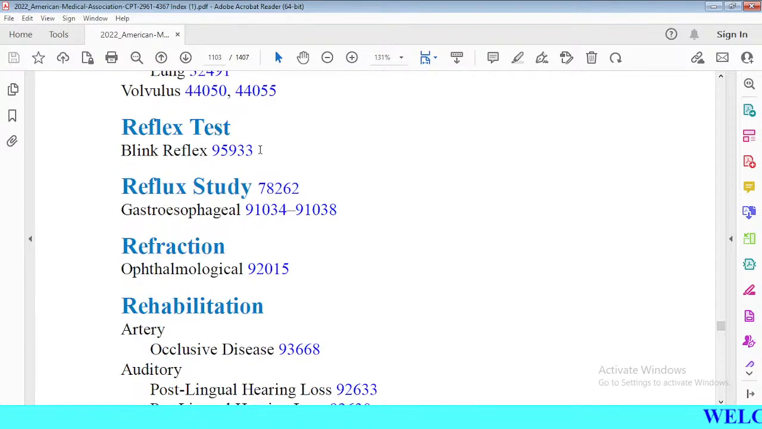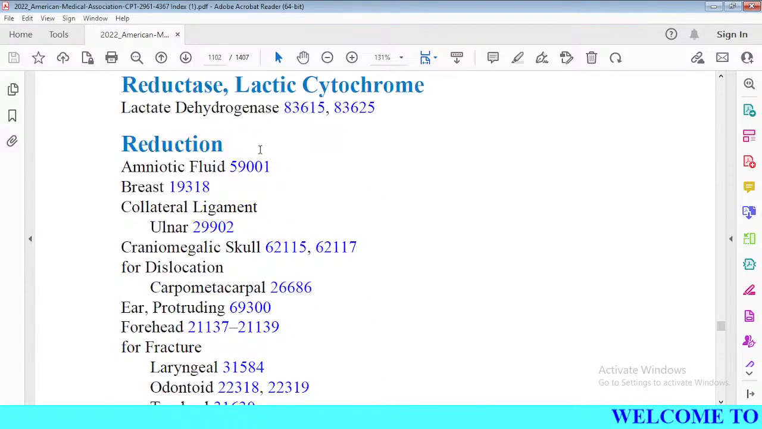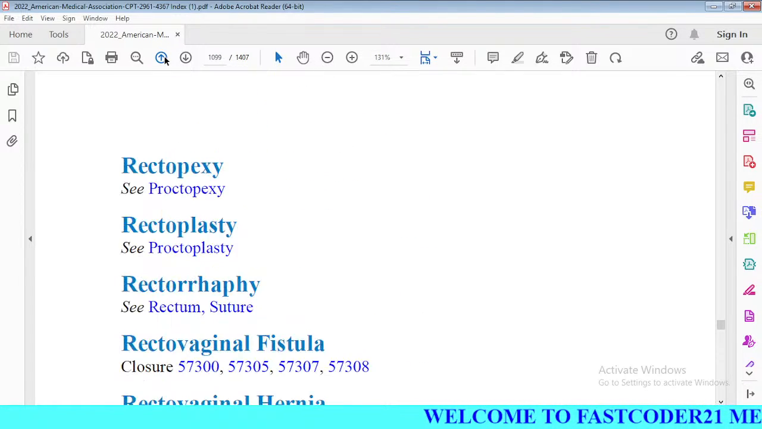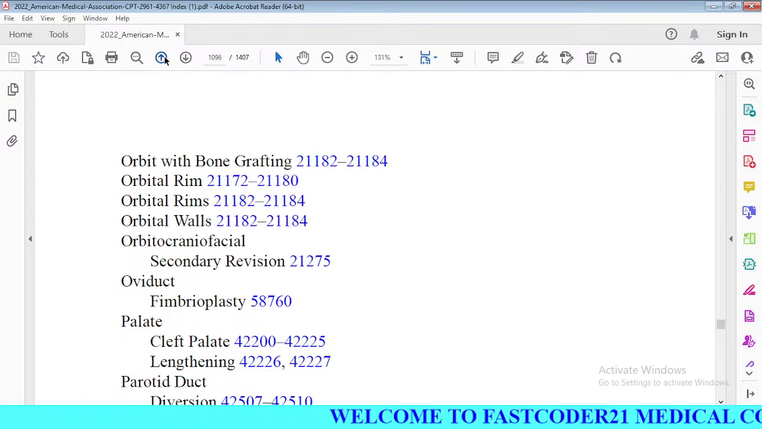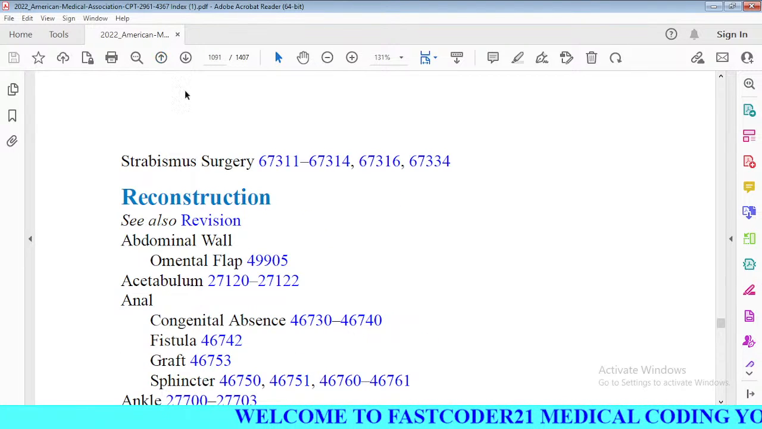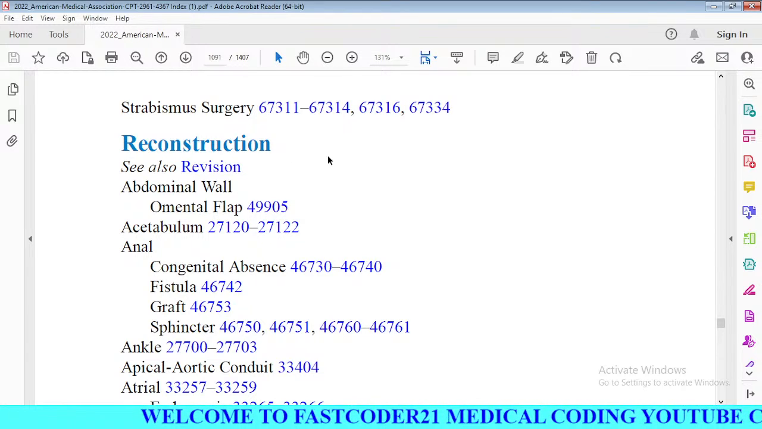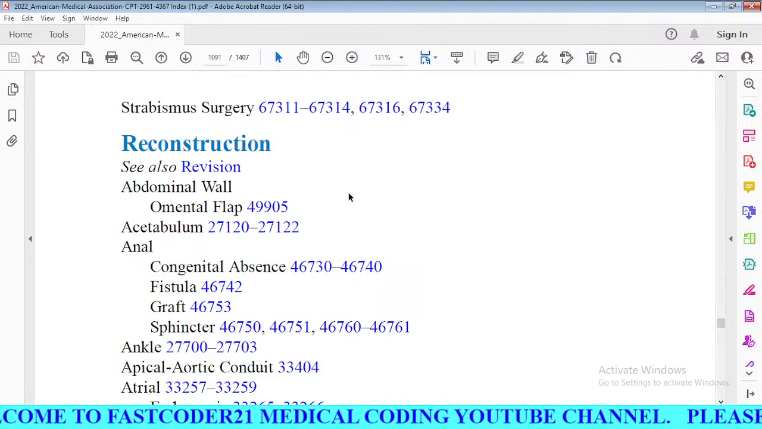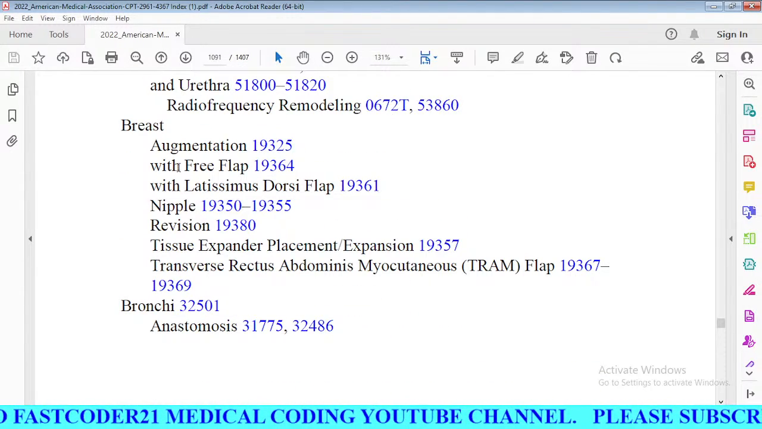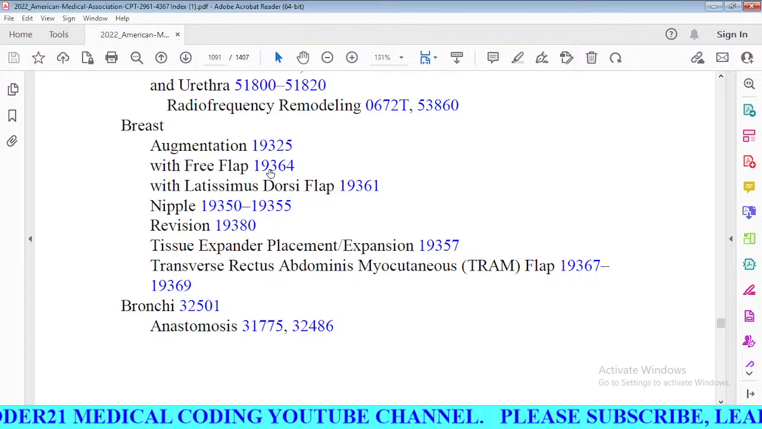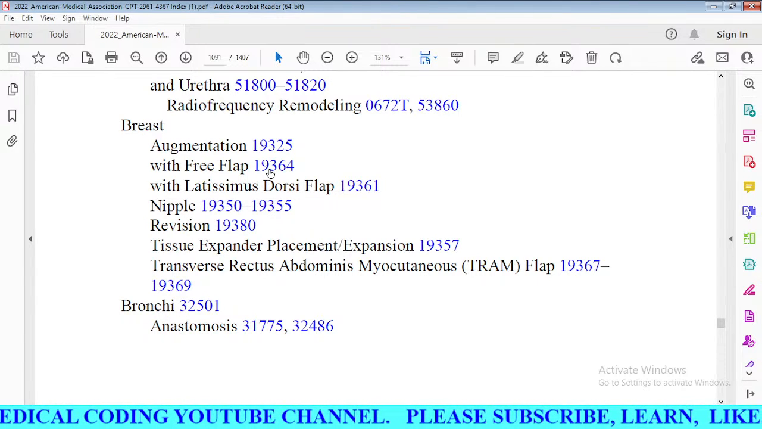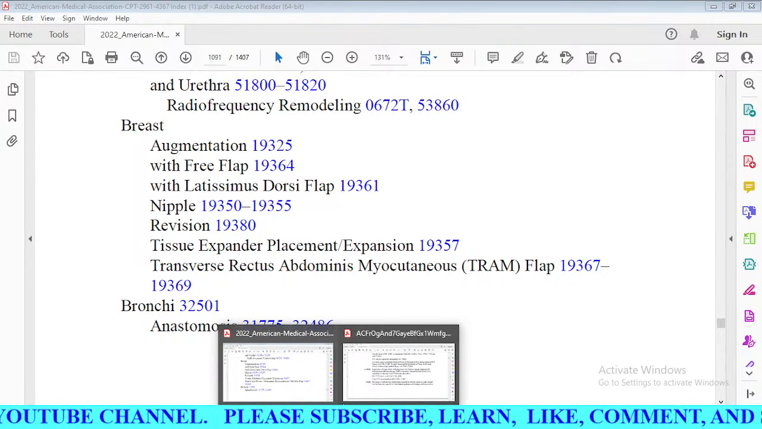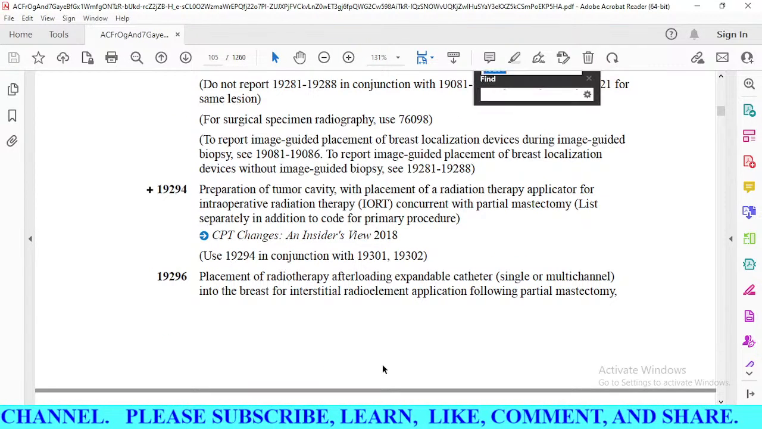See, we are nearby here. So if you see here, reconstruction, based on our question, we have breast. Breast with free flap. Reconstruction, breast with free flap. So here our code is 19364. So in order to code that question, we need to go to 19364.